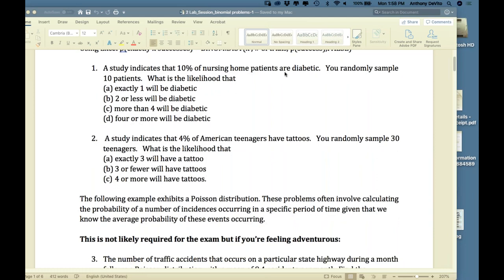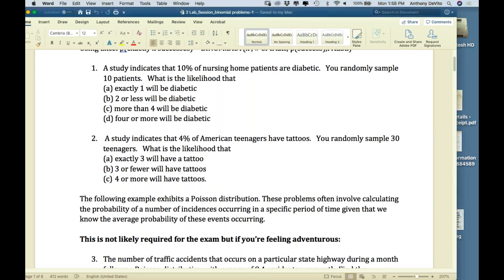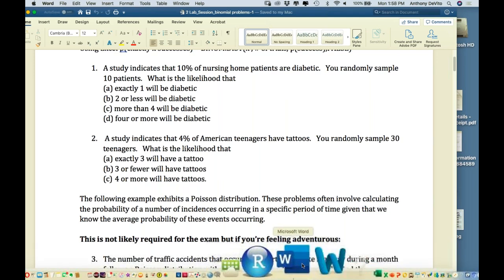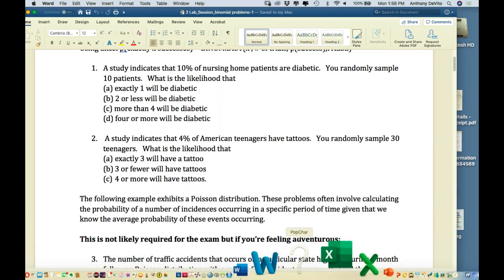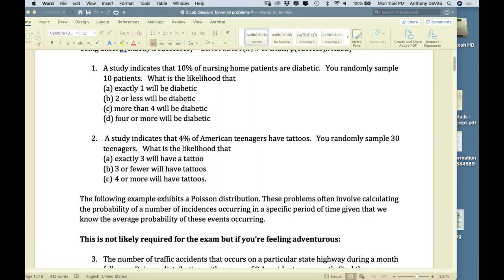Okay, let's read this. Study indicates 10% of nursing home population are diabetic. You randomly sample 10 patients. What's the likelihood that exactly one will be diabetic out of the 10 patients? Well, we can easily predict exactly zero, because that would mean 0.9 times 0.9 times 0.9, and so on, or exactly 10, all of them are diabetic. But now we have a problem: exactly one would be diabetic. We need a tool to solve that, and I'm going to open Excel. We can actually put those numbers in. The N would be 10, the number of trials, 10 patients, the number of people we sampled.